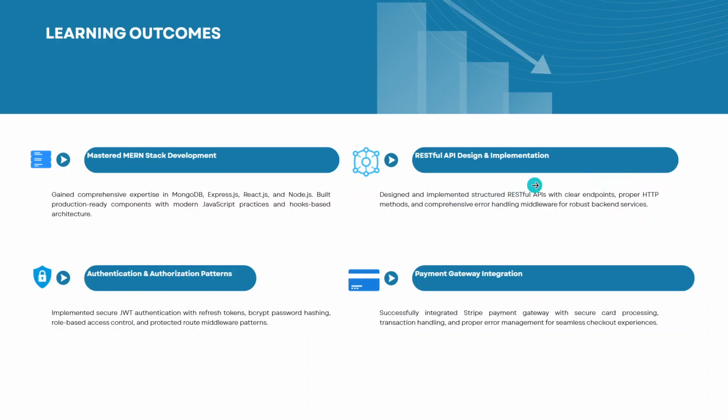These are the learning outcomes that I have learned. The project helped me to gain strong practical knowledge in full stack development. I developed a deep understanding of the MERN stack, including front end, back end, and database integration. I learned how to design and implement RESTful APIs and how data flows across different layers of an application. I also gained experience in authentication and authorization, including JWT-based security. Additionally, I worked on payment integration using Stripe, which is an important real-world feature. Overall, this project improved my technical skills, problem solving ability, and confidence in building real applications.